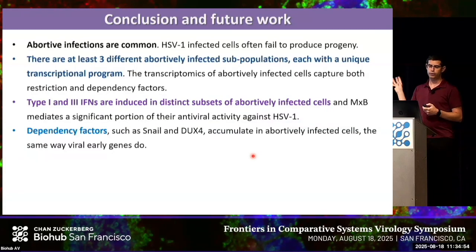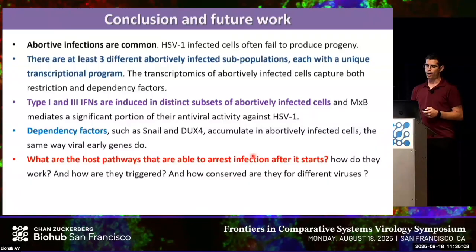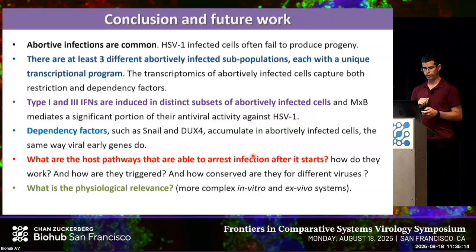There are dependency factors such as snail and DUX4, which we didn't talk about today, that's published, that accumulate in these abortively infected cells, and they're really only transiently activated during infection, but we can capture them in these abortively infected cells. And we'd like to know what are these host pathways that are able to arrest infection after it starts, how do they work, how are they triggered, and what is the physiological relevance.